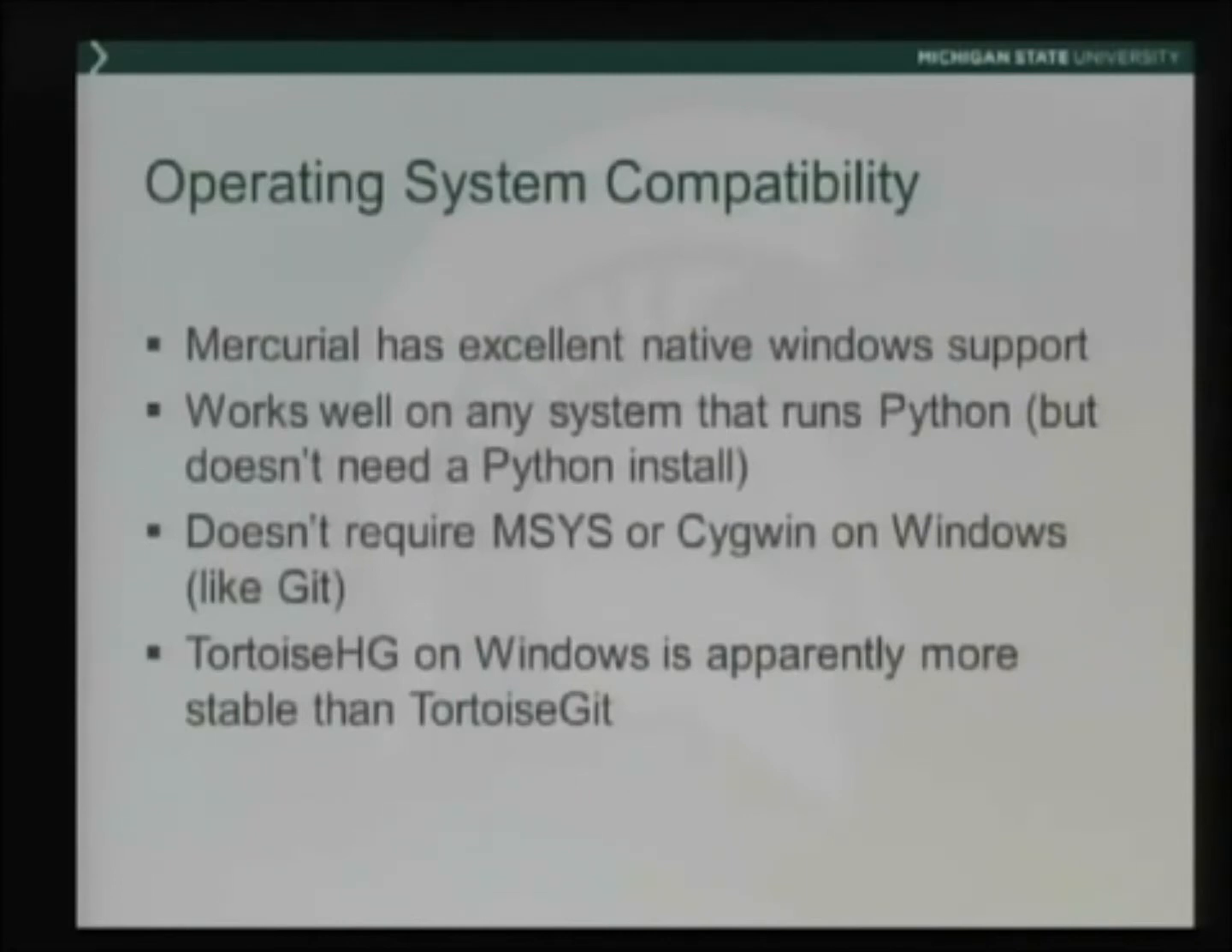Also, my understanding is that Tortoise HG, the Tortoise basically handles almost any kind of version control. It's a graphical tool for handling version control. Tortoise HG is apparently a little more stable, a little more mature on Windows than Tortoise Git, mostly because of the lack of that native Windows support for Git. Git still needs that compatibility layer. It uses Linux kernel calls at its core.